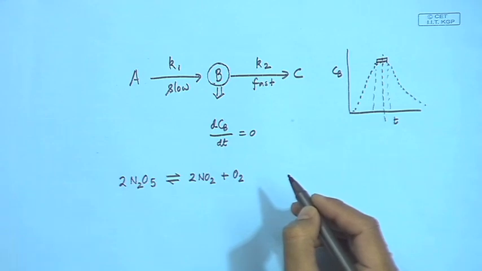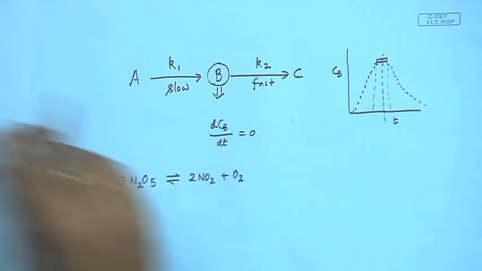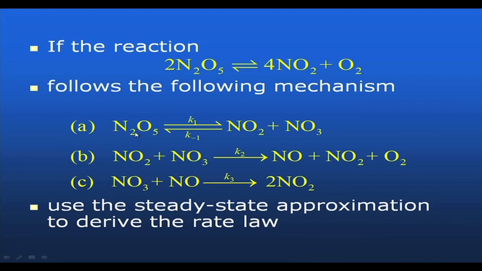So, it follows the following mechanism. The first step is that N2O5 is in equilibrium with NO2 plus NO3, with rate constants K1 and K minus 1. Then NO2 plus NO3 with K2 gives rise to NO plus NO2 plus O2, then NO3 plus NO with K3 gives you NO2. So, we have to employ the concept of steady state approximation for two species to find out the overall rate law.